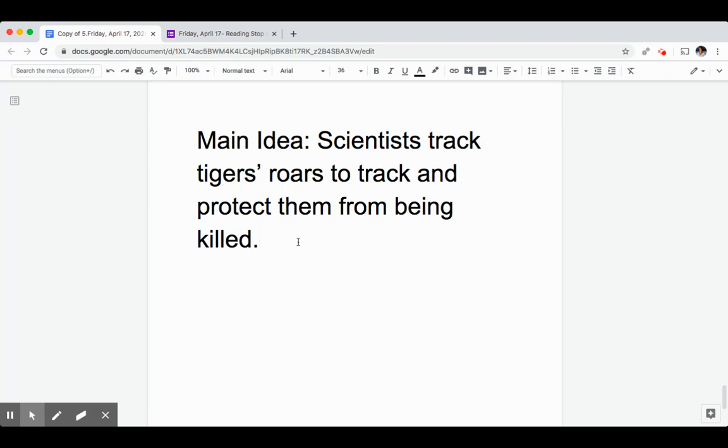So as you can see, connecting back to the first Stop and Jot that we did, the main idea was somehow connected to tigers roaring, but it was not that tigers roared to communicate and survive. It was more about how scientists are tracking their roars in order to protect them and in order to track them.